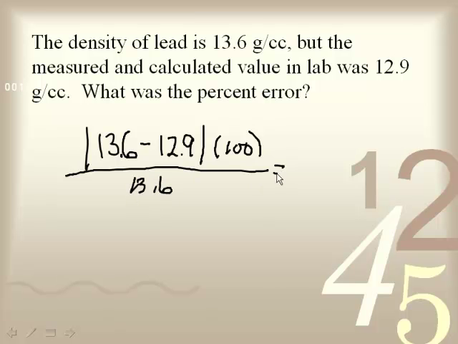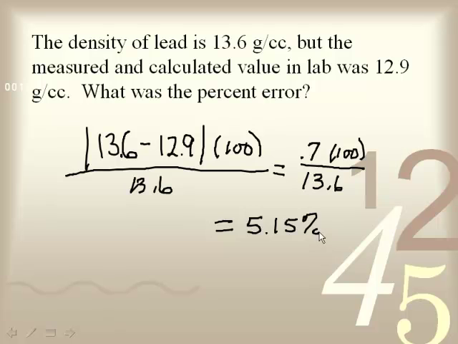Alright. So we take 13.6 minus 12.9 and we get 0.7. And don't forget times 100 there. And then we divide that by 13.6. So when I put all of that in my calculator, and round that off a little bit, I get 5.15%.